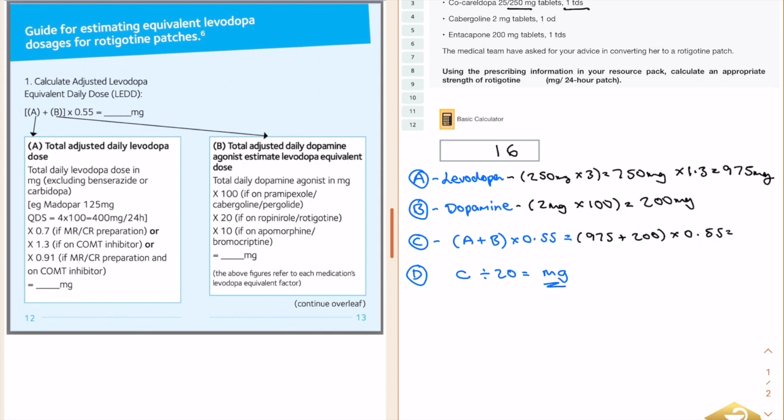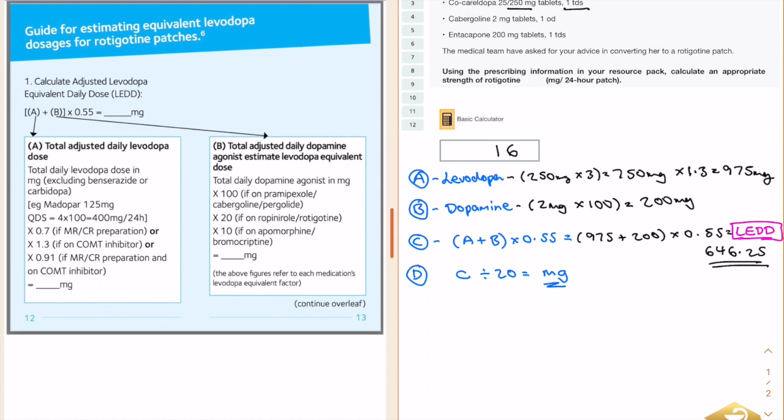When you do that on your calculator, you get an answer of 646.25. That is your total amount of levodopa equivalent daily dose that the patient's taking. So for the sake of it, I'm going to write down here LEDD, and I'll explain why in a second because I want to talk to you about that. Let's just carry on with the calculation a second.